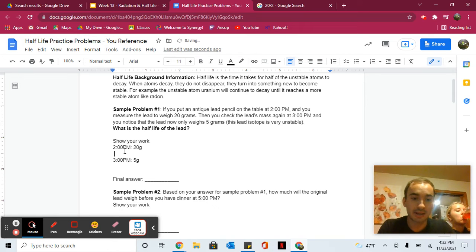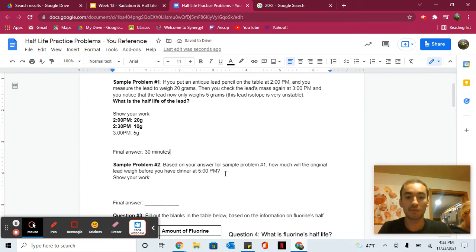So it hit 10 grams halfway in between because it got cut in half twice, and went from 20 to 10 and then 10 to 5. So since it got cut in half twice within 1 hour from 2 to 3, you know that the half-life will be in between that. So that would be 2:30 p.m. The half-life is the time it takes to get cut in half. So from 2 to 2:30, that's how long it took to get cut in half. So that is 30 minutes.